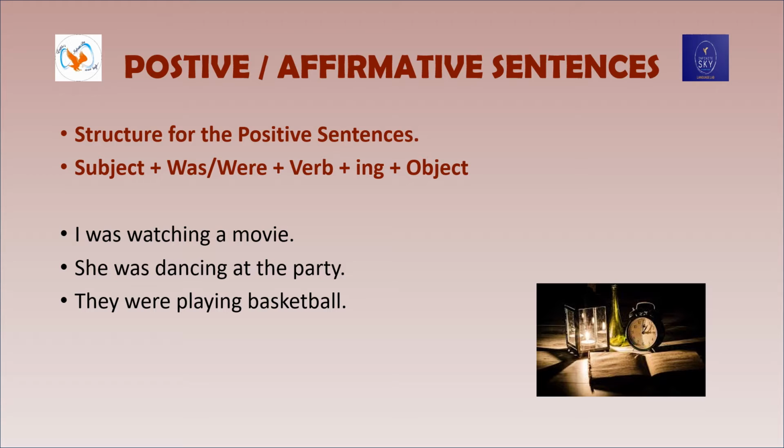Positive sentences in past continuous tense follow this structure. Subject plus was/were plus verb plus ing plus object. Look at the following examples. I was watching a movie. She was dancing at the party. They were playing basketball.